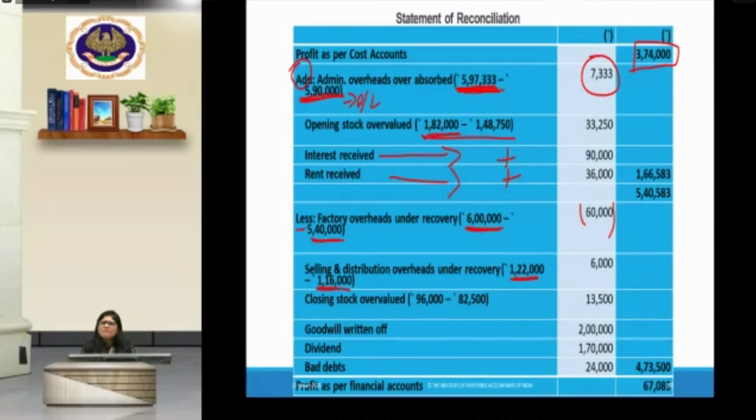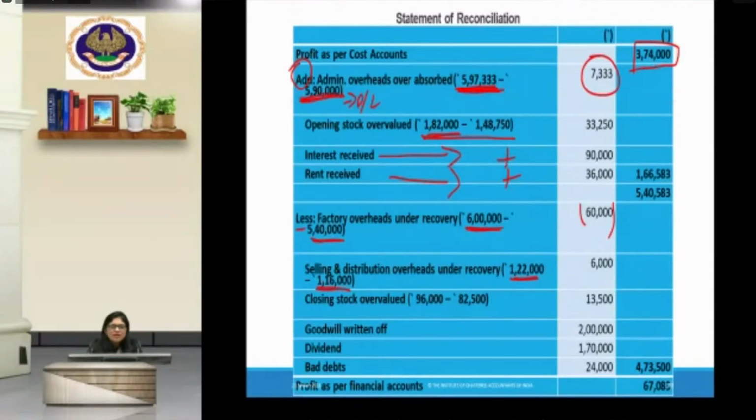Do whatever is done in profit or loss, as simple as that. If in the profit or loss account the cost is greater, you just deduct it further. Clear? And if in the profit or loss the costs are less, you just add it back in the cost profit also. So do as is done in profit or loss account, because you have to reconcile both the profits.